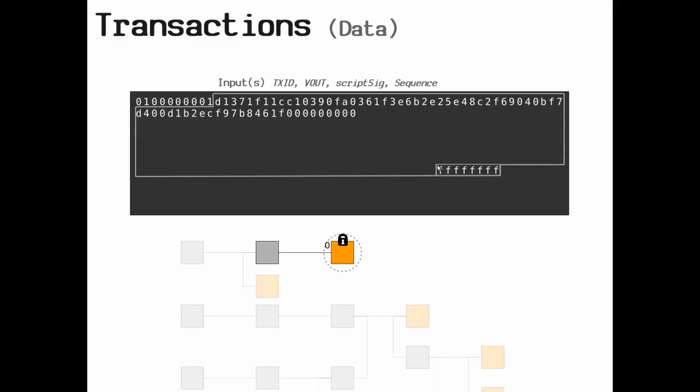Lastly, each input has a sequence number. This isn't used very often. I have never used it myself, but if you set this to a lower number than the maximum possible number, it means that you can replace the transaction later on. So say you put a very low fee on this, you can create a new transaction with a higher sequence number, and it will be able to replace the one that's already on the network. I've not done this myself, so I always set this to the maximum value of all Fs, because that's the maximum hexadecimal value. So I'll just move on from there.